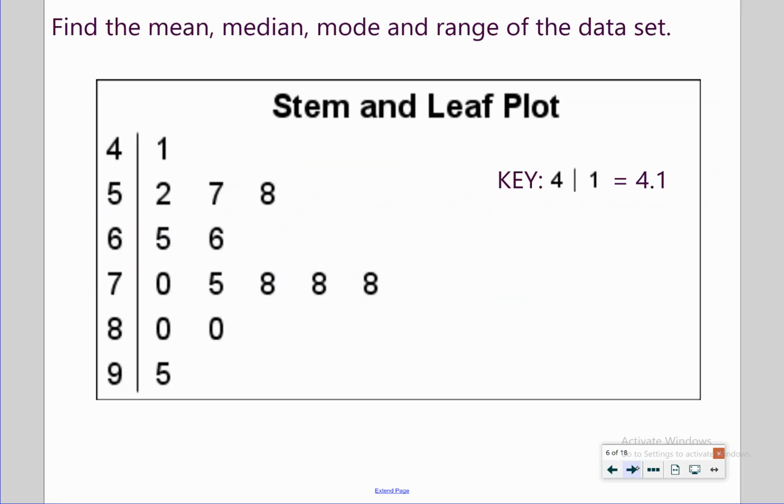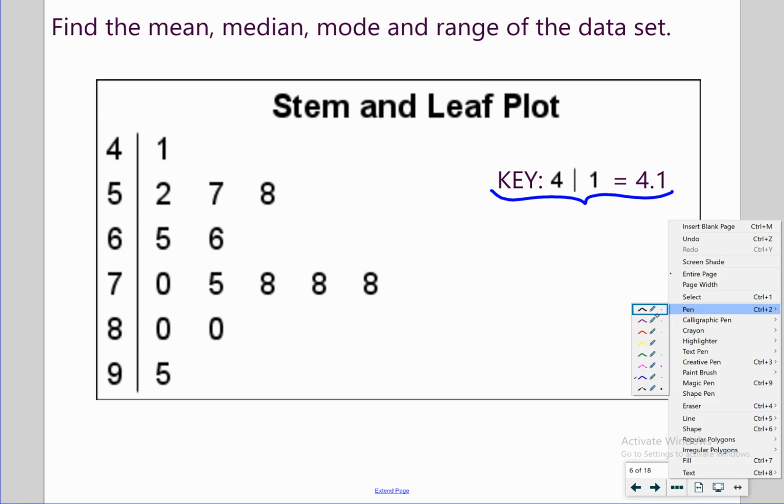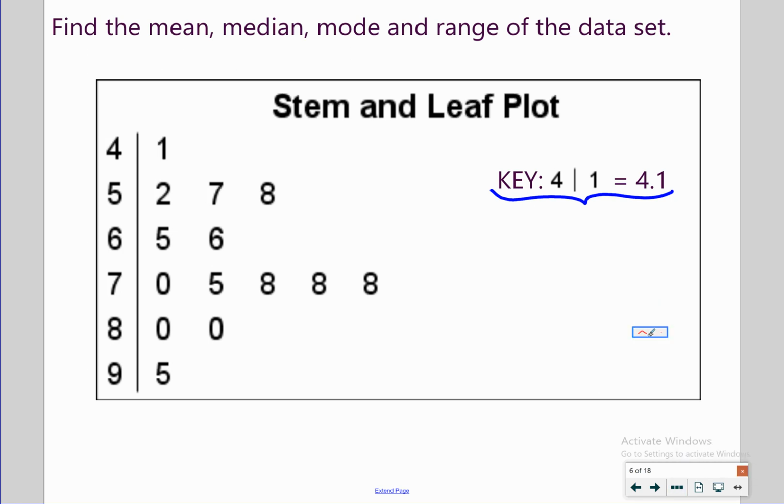All right, so I think this is the first problem on your handout. We're going to find the mean, median, and mode and range that we did before of this data set. And then make sure you're looking at the key. These are all decimals that are represented in this stem and leaf plot. All right, so let's start with, I think mode's probably the quickest one to get.